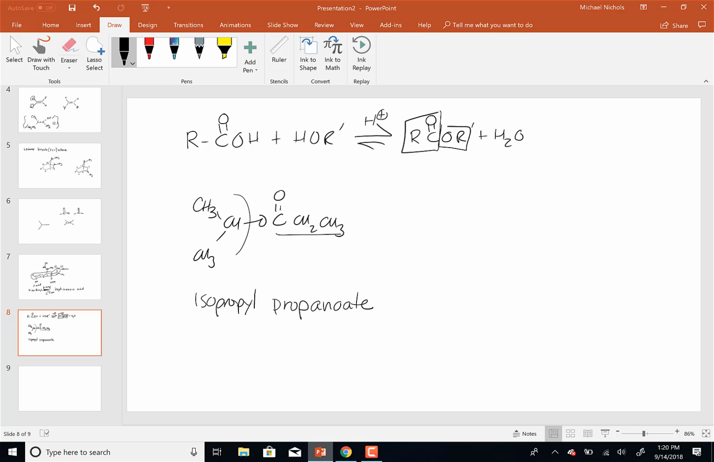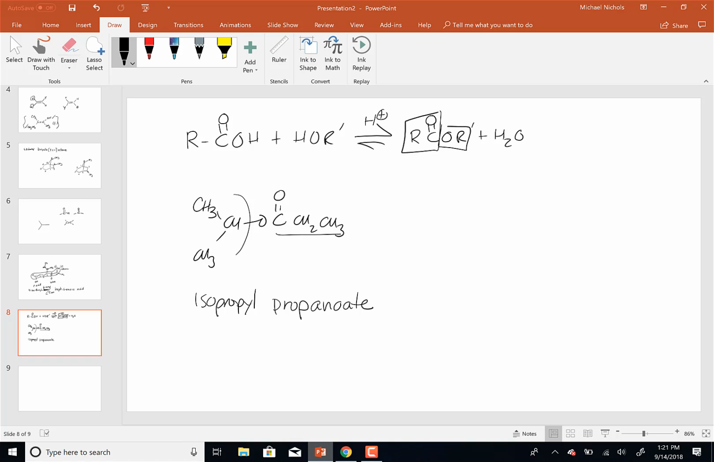So it's always the alkyl group attached to the alcohol first, followed by the carboxylic acid part changed from an -anoic acid into an -oate. Just to clarify, I know they're two separate groups, right? Yes. So that's how we name esters.